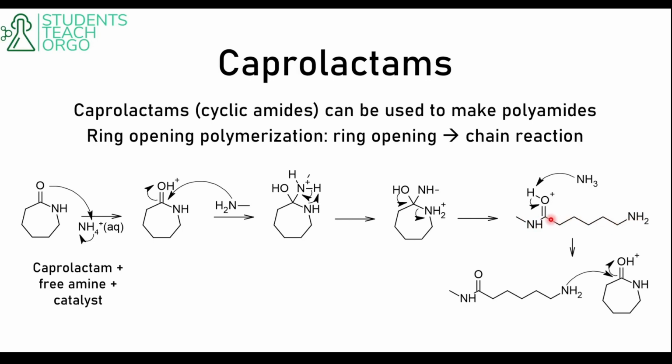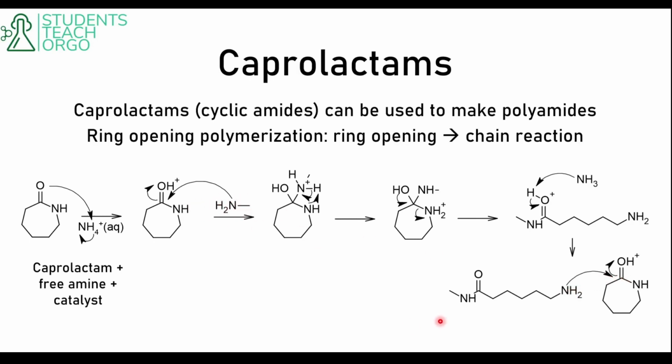And then finally, we can use the NH3 now, the ammonia we have in solution that we got from deprotonating the catalyst, to abstract the proton from this oxygen here, and then that replenishes our catalyst. So now that we have this molecule, this amide here with the free amine at the end, you'll notice that if we have this step again in solution with this new product, the free amine here will attack that carbon instead of the free amine at the beginning.